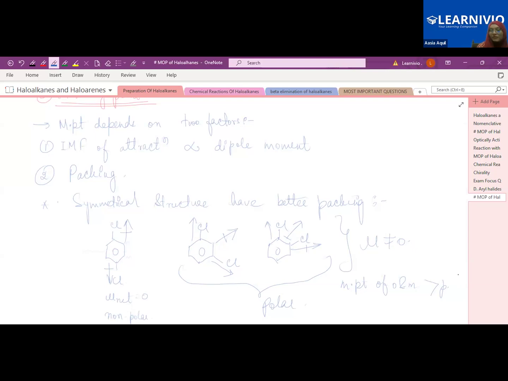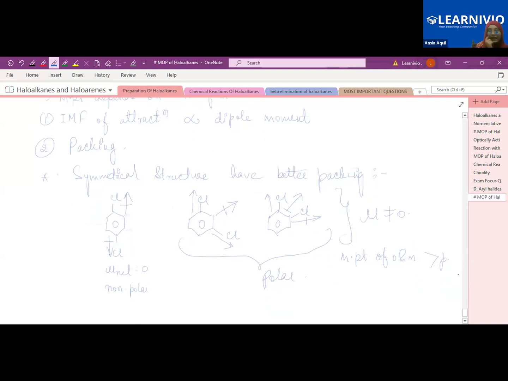Okay, so that's the reason, because in para dichlorobenzene, due to the symmetrical structure, what happens? The net dipole moment becomes zero, and if the net dipole moment is zero, it means that molecule is non-polar. And the intermolecular force of attraction in a non-polar molecule is quite less. So due to that, the melting point is lower as compared to the ortho and meta.